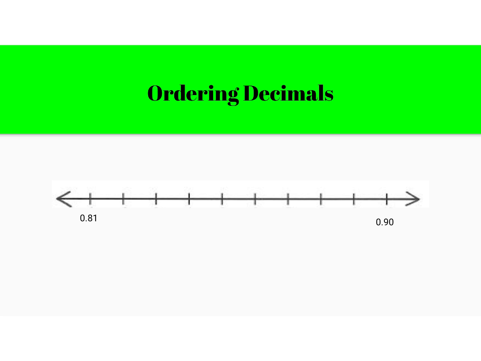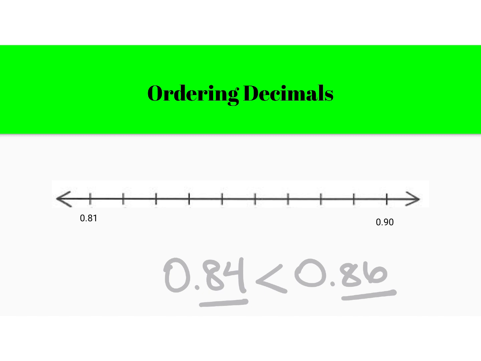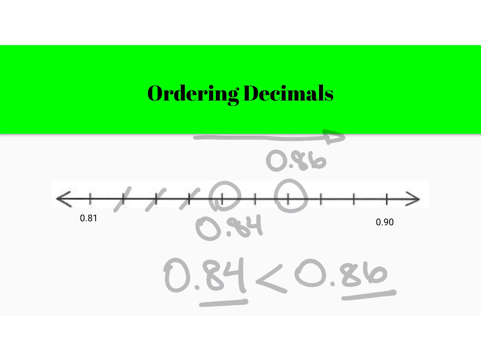Let's look at it again with something like this. So if you've got 0.84 or 0.86, which one's larger? You can sort of look at it in terms of this. If they were whole numbers, which would be bigger, 84 or 86? You could also plot them on this number line. 81, 82, 83, 84. That's 0.84. And this would be our 0.86. 0.86 is further to the right on the number line, therefore it's larger.